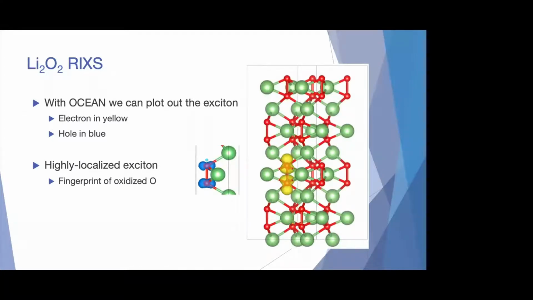And further, using the code, we can actually plot out what these states look like from the calculation itself. So that's what I'm showing here. On the right is the excited electron density in yellow. And on the left is the excited hole density in blue. And we can see that these are in fact p-type states, strongly localized on the peroxide dimer. And so in fact, this emission energy shift we see in the RIXS is a fingerprint of highly localized exciton, and in this system there are oxidized oxygens.